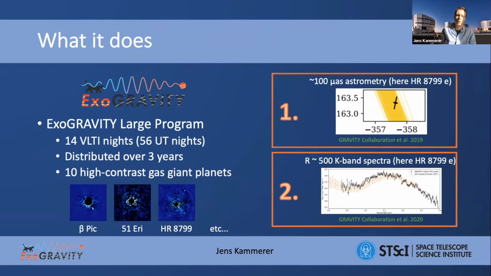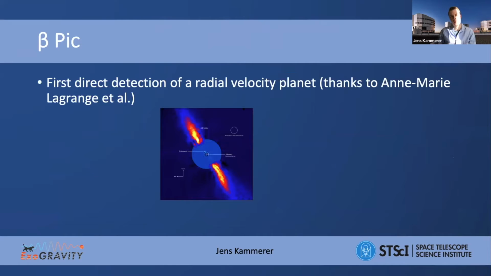So we're trying to make use of these unique capabilities of GRAVITY and observe 10 high contrast exoplanetary systems as part of the ExoGRAVITY large program. And you might already have seen some of our results over the last 2 or 3 years or so, but today I really want to focus on 2 systems. And the first of the 2 is Beta Pictoris, which is one of the oldest directly imaged exoplanets, Beta Pictoris b, that orbits almost in an edge-on orbit in this inner cavity of a large debris disk, as you can see in the figure here.